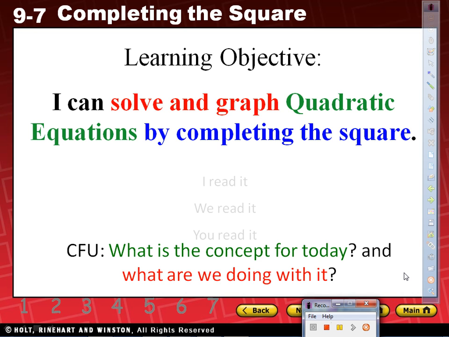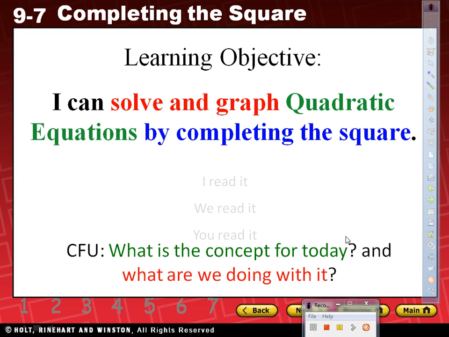All right, so once again, our objective for today is I can solve and graph quadratic equations by completing the square. And if you notice, once again, we still haven't left quadratic equations. All this chapter will be on that. We already solved them by graphing. We already solved them by factoring. Today we're going to do a new method called completing the square.